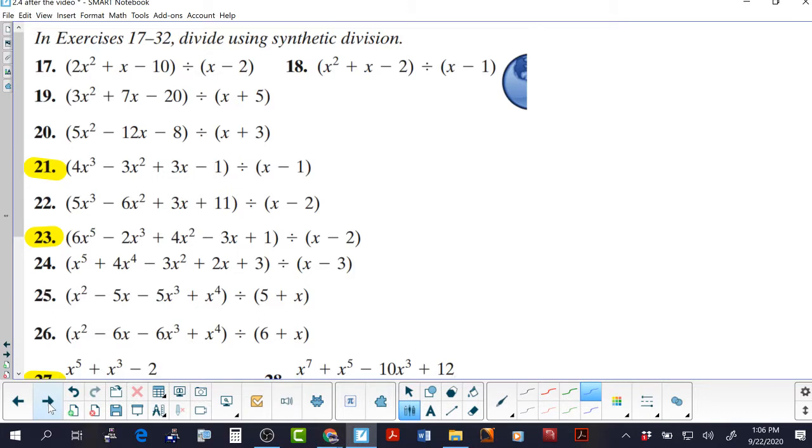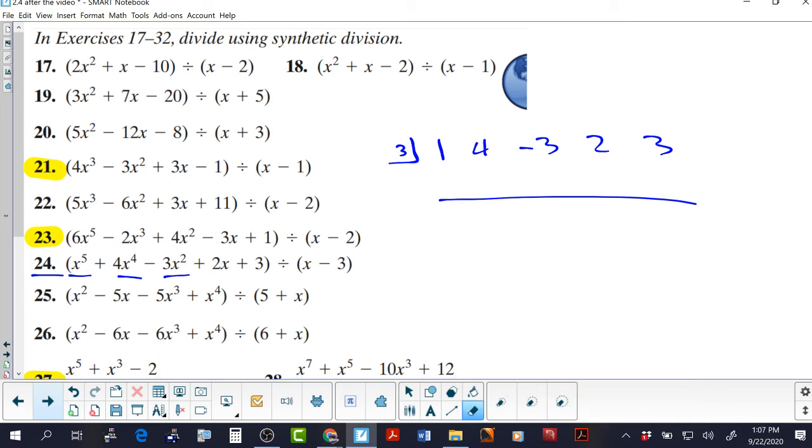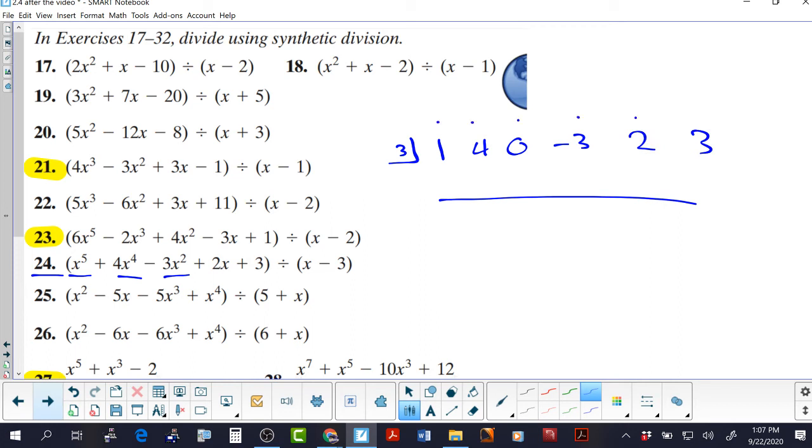Divide using synthetic division. How about number 24? Why not? We'll plug 3 in the box. And the coefficients are 1, 4, negative 3, 2, 3. And we have all the powers. 5, 4, 3. Oh, we don't have a 3. I take that back. We don't have all the powers. So 1, 4, 0. There's the x to the third. Negative 3, 2, 3. So 5, 4, 3, 2, 1, 0.